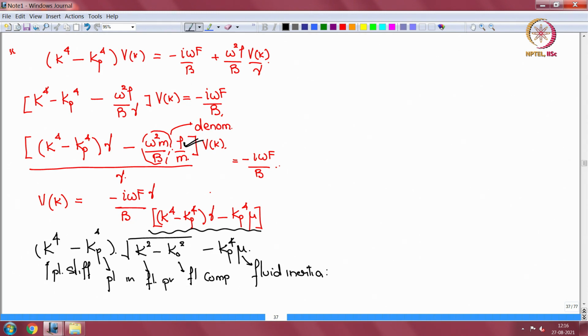When the plate was in vacuum, the behavior was a play between plate stiffness and plate inertia. But now that this is a coupled problem, it's a play between these five factors. These five factors come in various frequency regimes and various parameter regimes. They become more or less important. So I'll close it here. We'll continue this from the next class. Thanks.